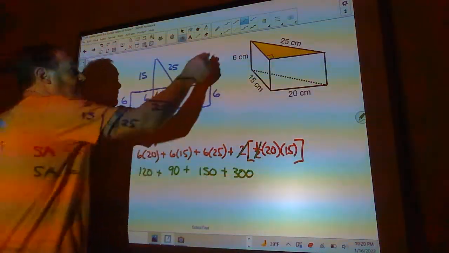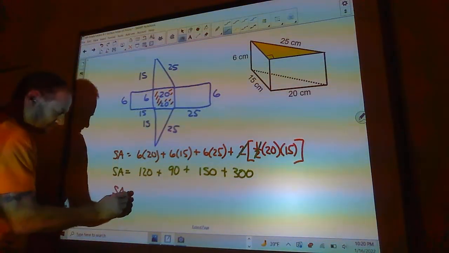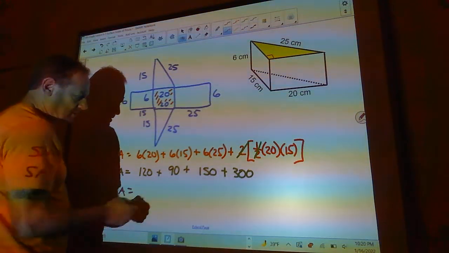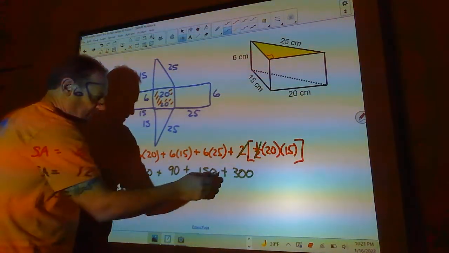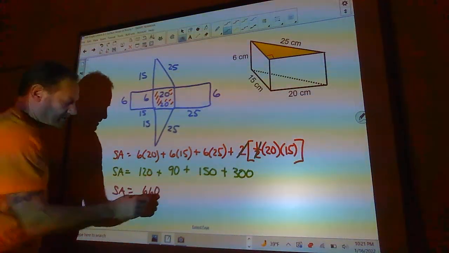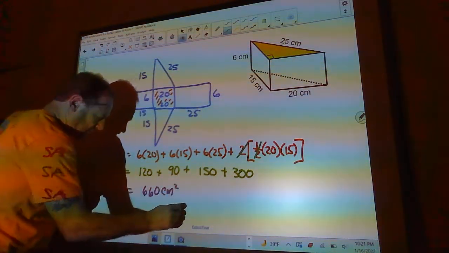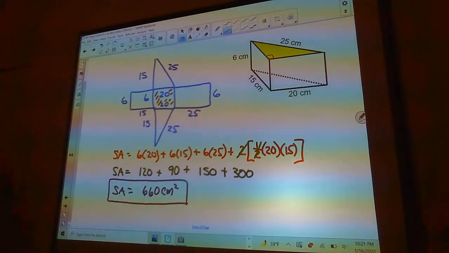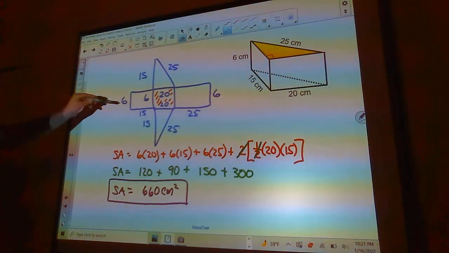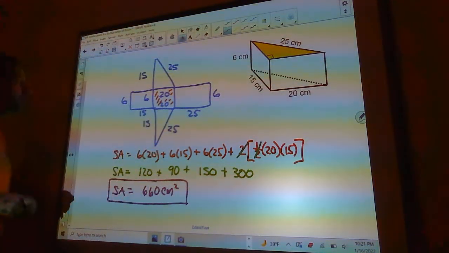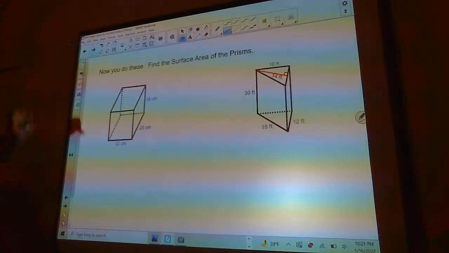So now I just have to add those up. So that's going to be 120 plus 90 is 210, 360, 660. And my units are centimeters and they are squared. So there we go. Not very difficult. It helps if you draw out the scale, though. This throws me a little bit that this is 20 and this is 6, so be careful of that.